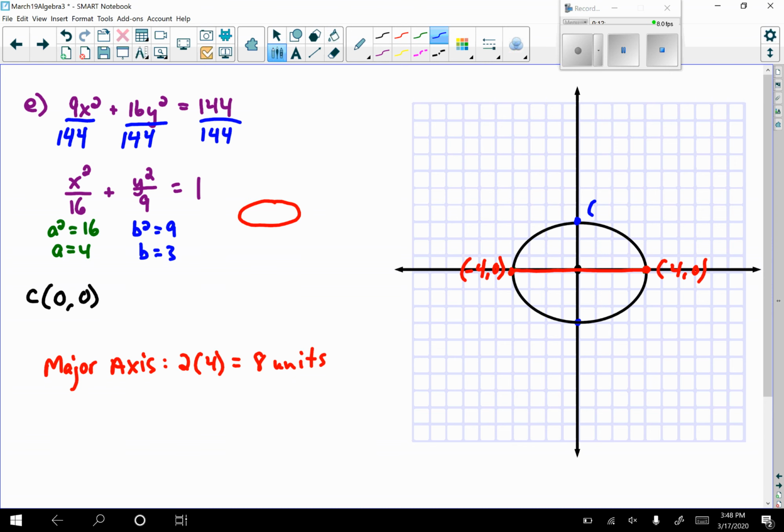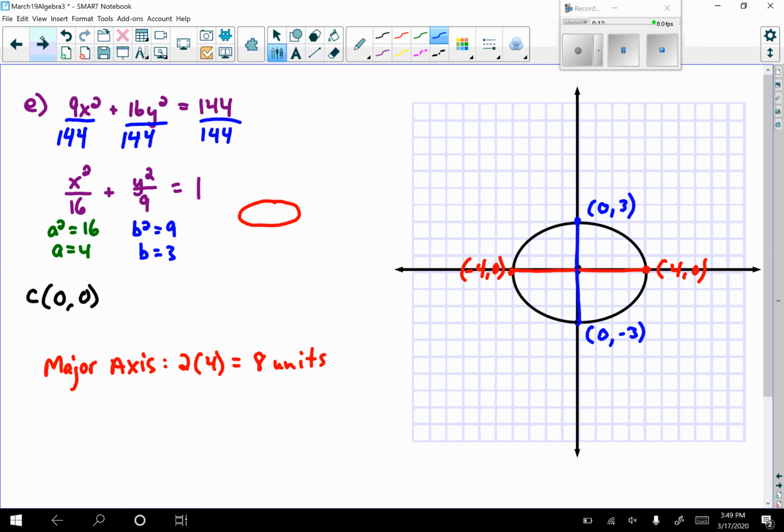And up here we have (0, 3), and (0, -3), the two vertices at the end of the minor axis running this way. All right, so those were the homework solutions. Again, I hope you guys found, even if you had questions yesterday, that going over these solutions was more helpful.